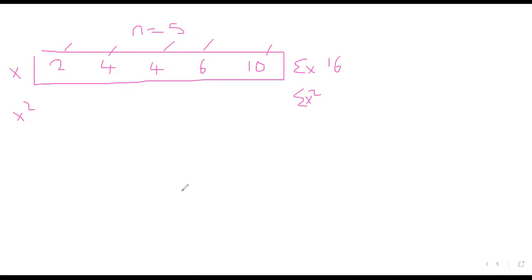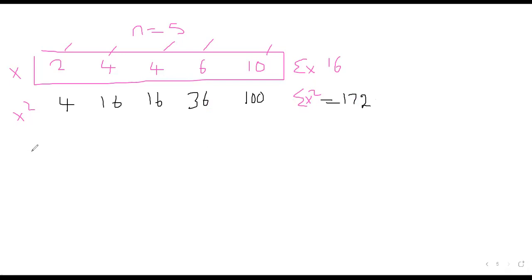Okay, so we can square these ones. Here we're going to have what? 4, 16, 16, 36, and what? 100. Can somebody add for me there? 172. 172.